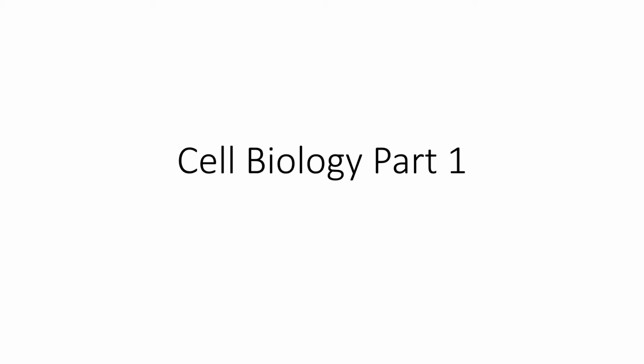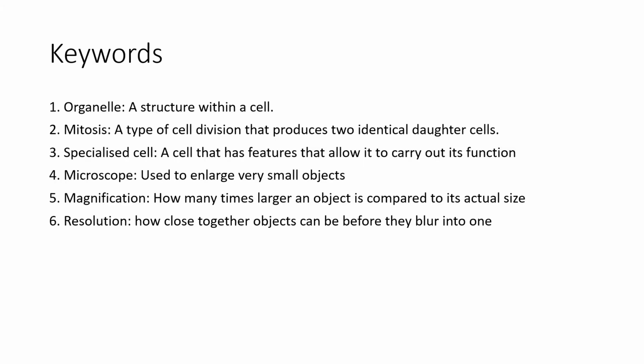Today we'll be looking at cell biology, and today we'll be looking at part 1 of cell biology. Keywords. So we'll be looking at 6 keywords related to this topic. The first keyword is organelle, which is a structure within a cell. Number 2, mitosis. Mitosis is a type of special division that produces 2 identical daughter cells.